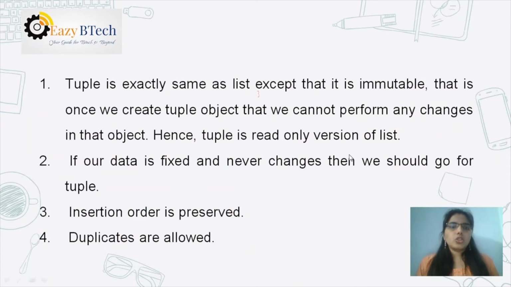A tuple is exactly the same as a list except that it is immutable. List is mutable, tuple is immutable. That is, once we create a tuple object, we cannot perform any changes in that object. Hence, tuple is the read-only version of list. So, if our data is fixed and never changes, then we should go for tuple.